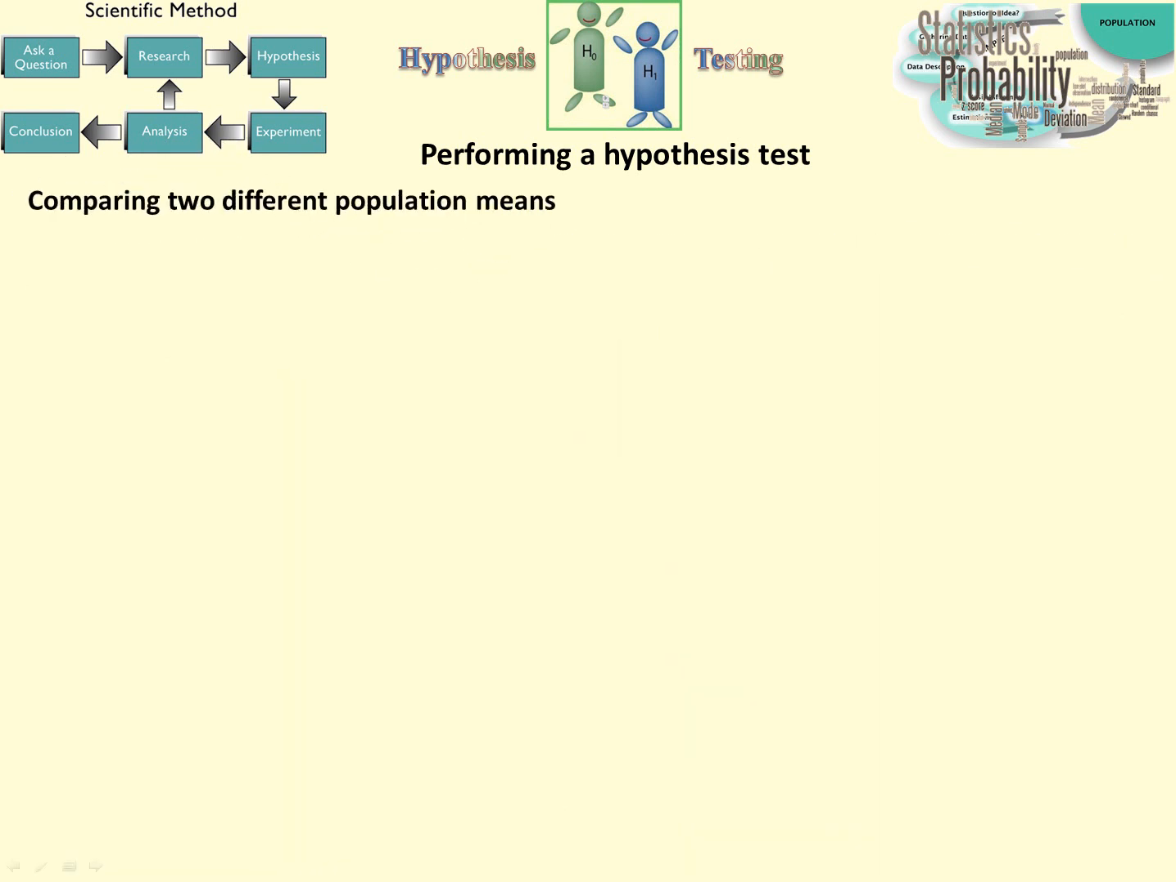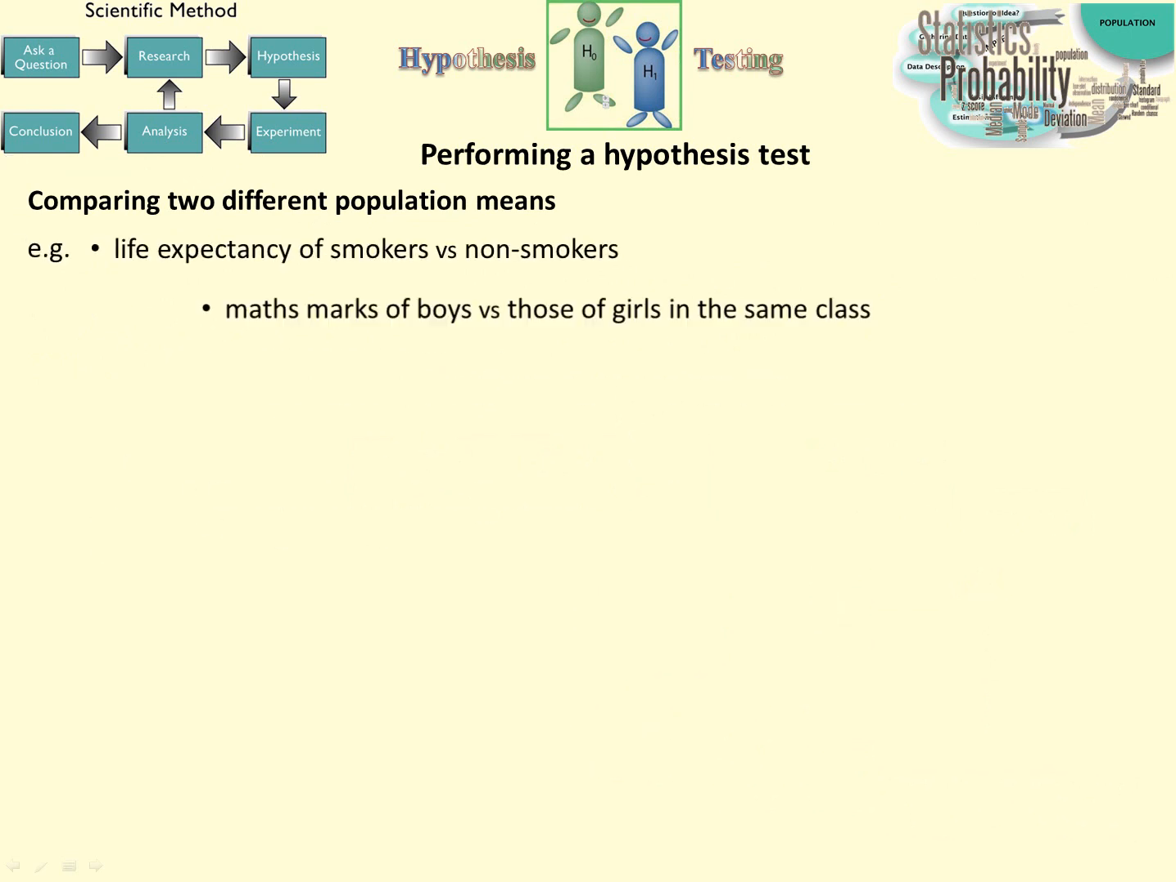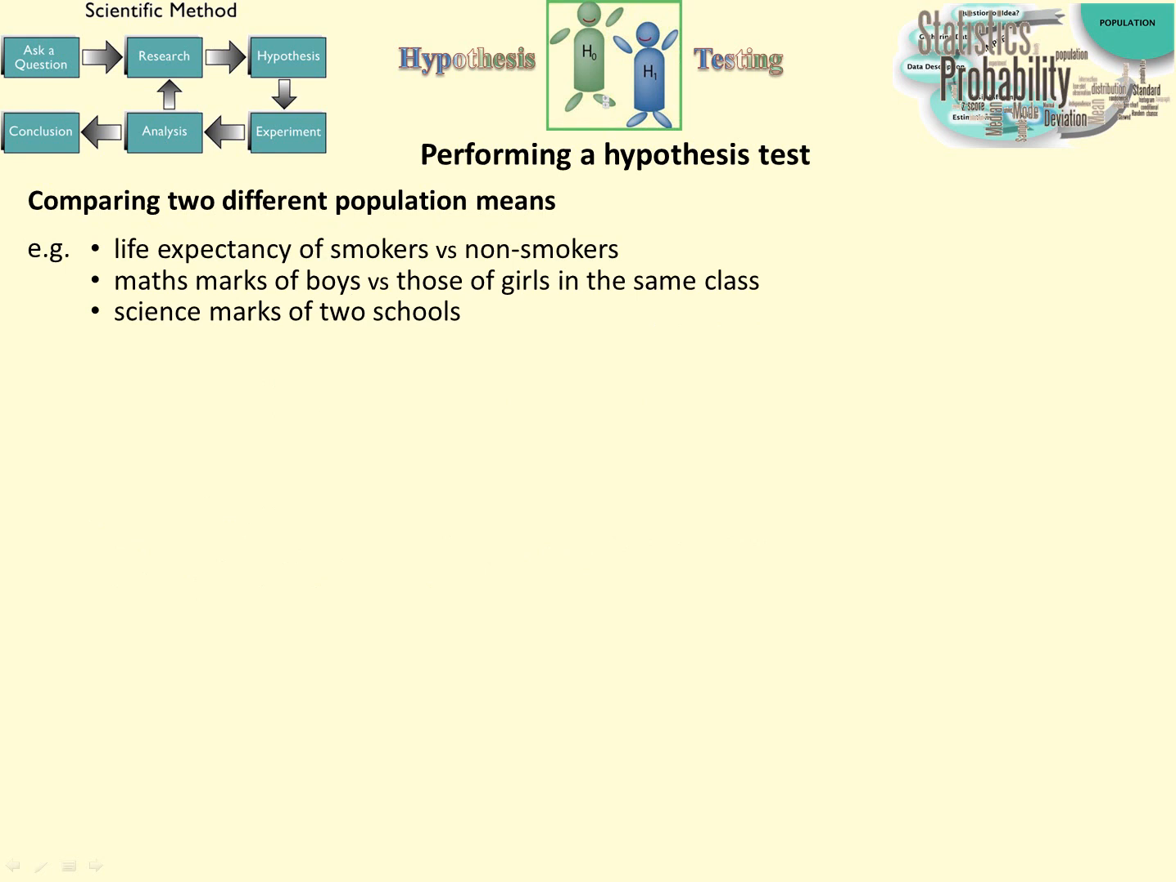Comparing two different population means. Right. Comparing life expectancy of smokers versus non-smokers. So it's two different populations now. Math marks of boys versus girls in the same class. Science marks of two schools. This now involves two populations, two normal distributions, mu x, variance x, and mu y, variance y.